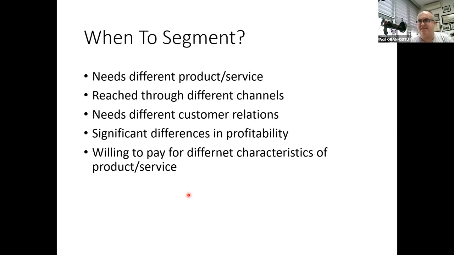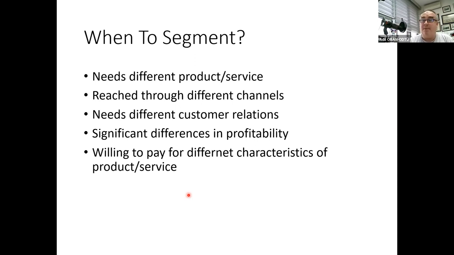When is it best to use market segments rather than treat them as one big block? Well, especially if the needs of the different segments are different or can be met through different products or services, that's a good opportunity. If they can be reached through different channels, okay?